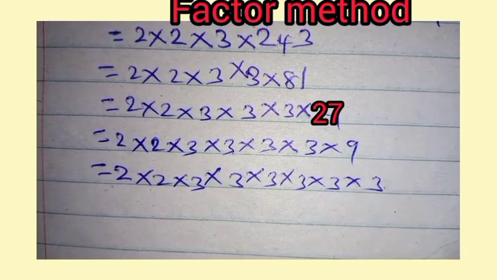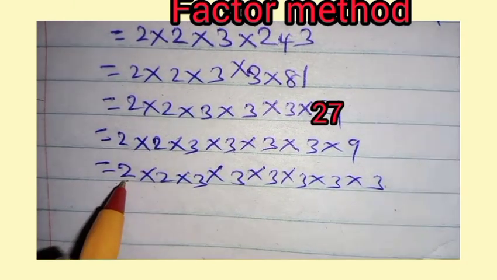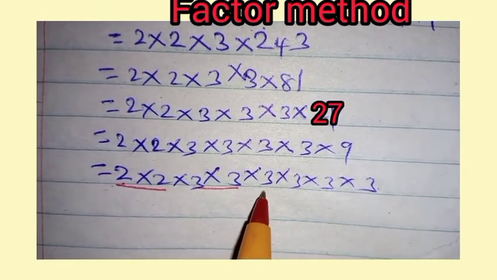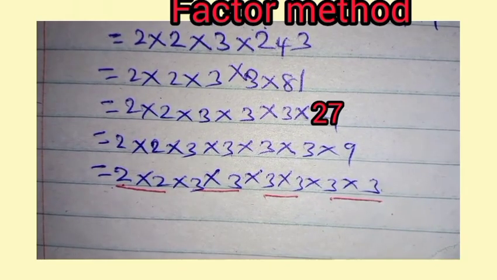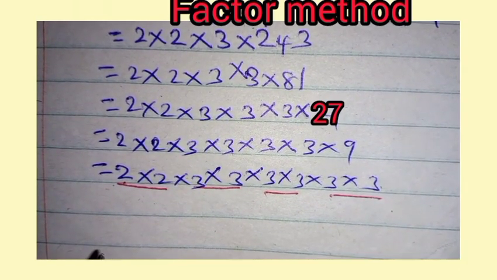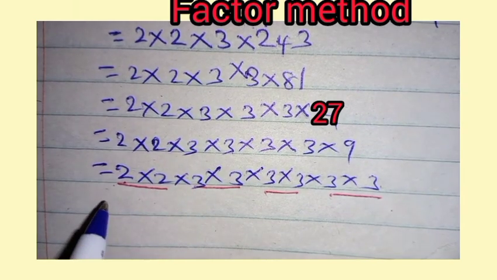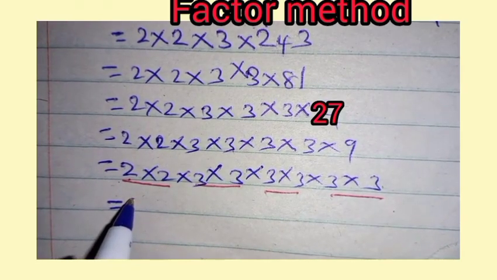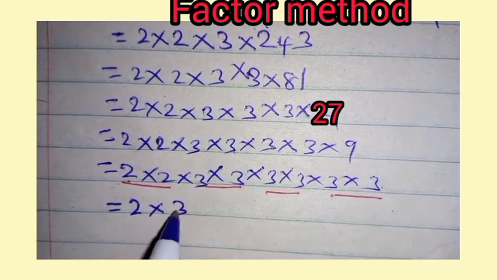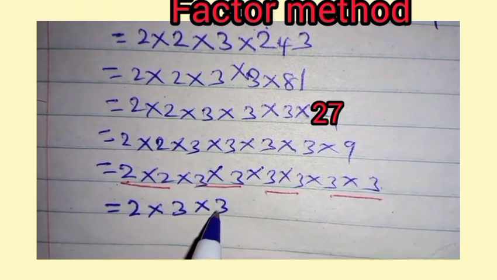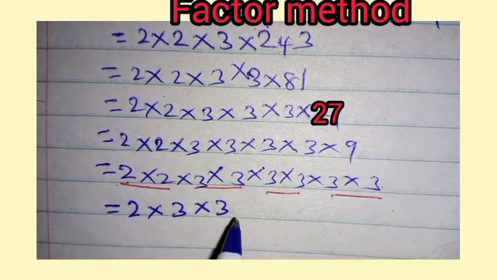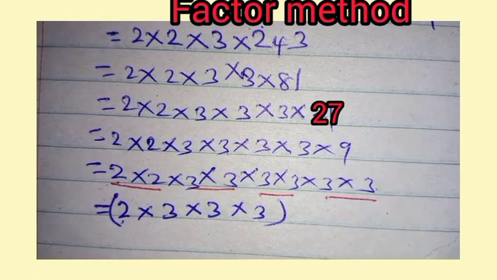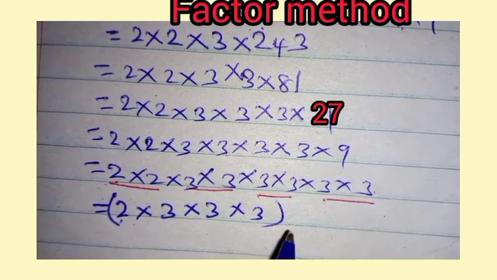What we do is pair them. So we have these 2, you pair the 2, you pair these 3, you pair these 3, and you pair the other 3. Because you want the square root, from each of the pairs you pick one of them, so you have 2 times 3 times 3 times 3. So that is the result after pairing.